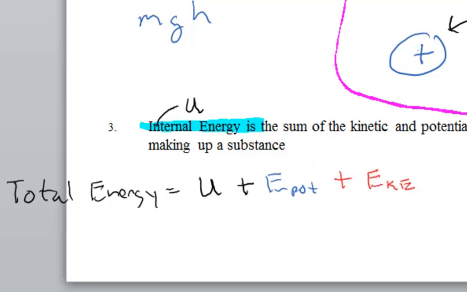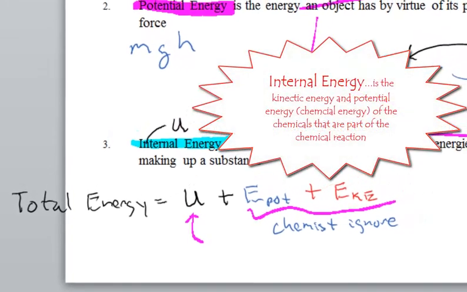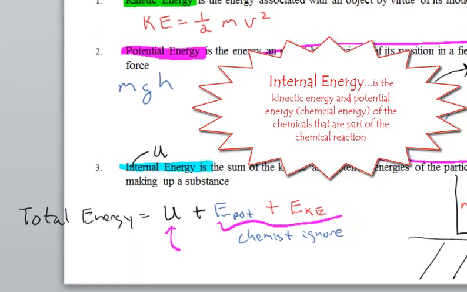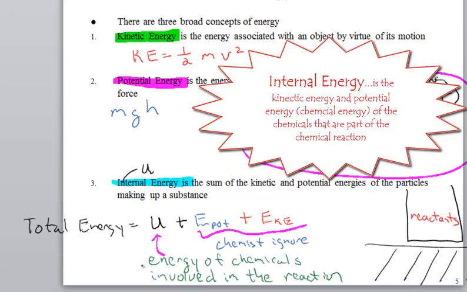When we look at chemical reactions, we ignore this part. So chemists ignore that and we just pay attention to what's happening to the chemicals that are part of the reaction, and that's internal energy. The internal energy is the energy of the chemical substances that are part of the reaction, and that would include their kinetic energy and their chemical energy. So that U, that internal energy, would equal the kinetic energy of the reactants and the products that are involved, plus the chemical energy.